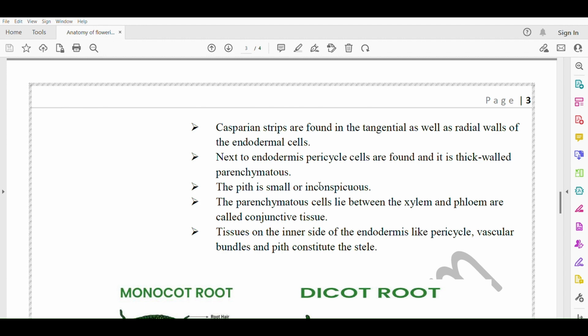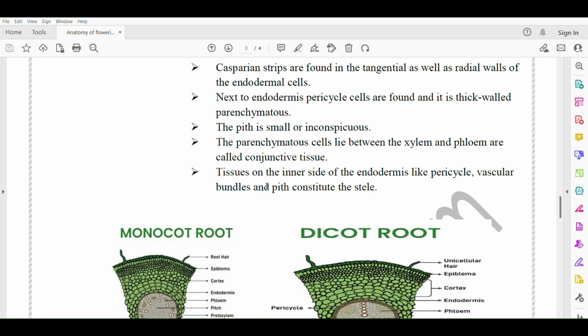The pith is small or inconspicuous. The parenchyma cells lying between the xylem and phloem are called conjunctive tissue. Tissues on the inner side of the endodermis, like pericycle, vascular bundles and pith, constitute the stele.